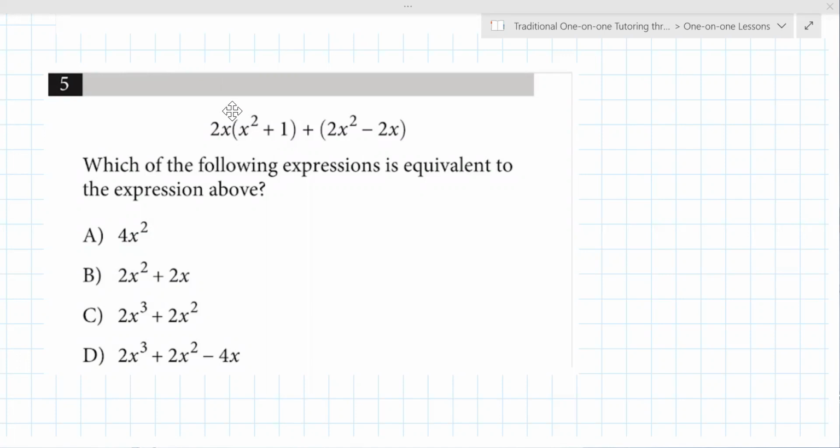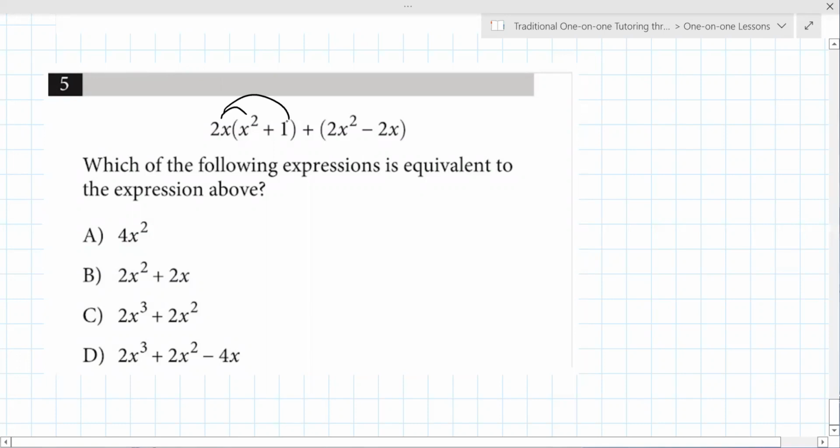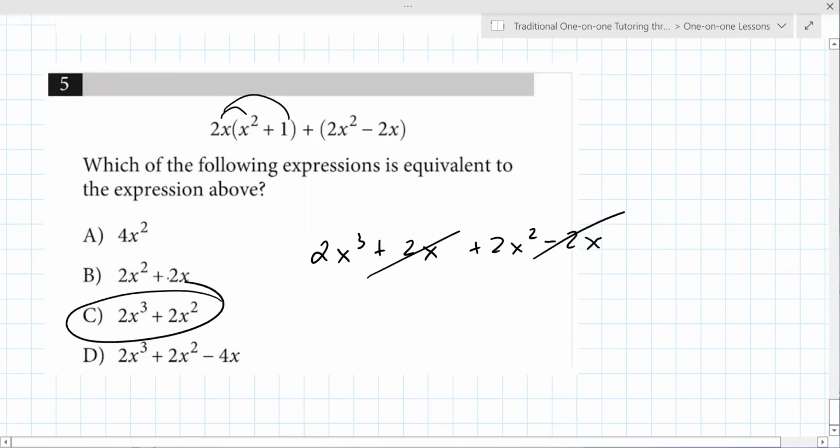Letter C here. Okay, so when you multiply in to each of these, you get 2x cubed plus 2x. And then this other one over here becomes plus 2x squared minus 2x. So the 2x's cancel, and yes, it's letter C. Excellent. Excellent. All right.